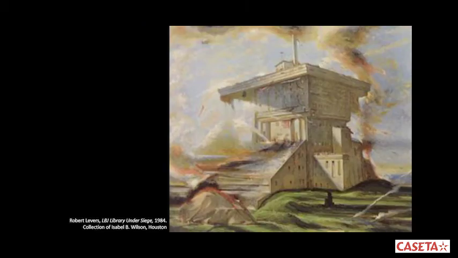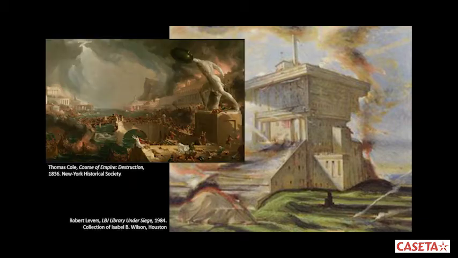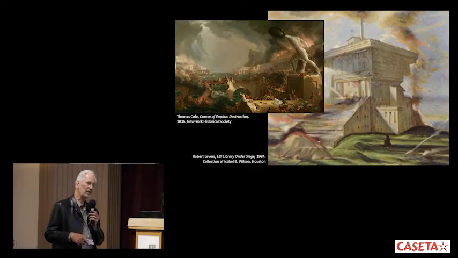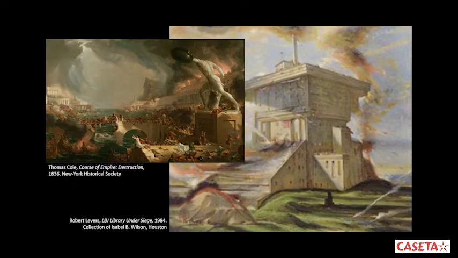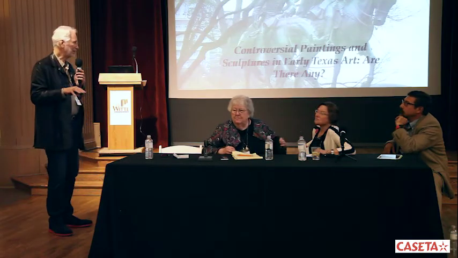Do you know this picture by Robert Levers, who taught at the University of Texas, the LBJ Library Under Siege, 1984? It's a humorous picture. What does he have in mind? Is he thinking back to Thomas Cole's Course of Empire and the destruction that Cole predicted? Some people have associated, in fact, the destruction in this picture with the entrance of Texas into the Union. Cole seeing the Union under Andrew Jackson come to a high point, Texas comes into the Union, and then he predicts destruction. I don't know if that's in Cole's mind or not, but some people have made that connection. So that just suggests, I guess, that there might be some controversial images in Texas art.